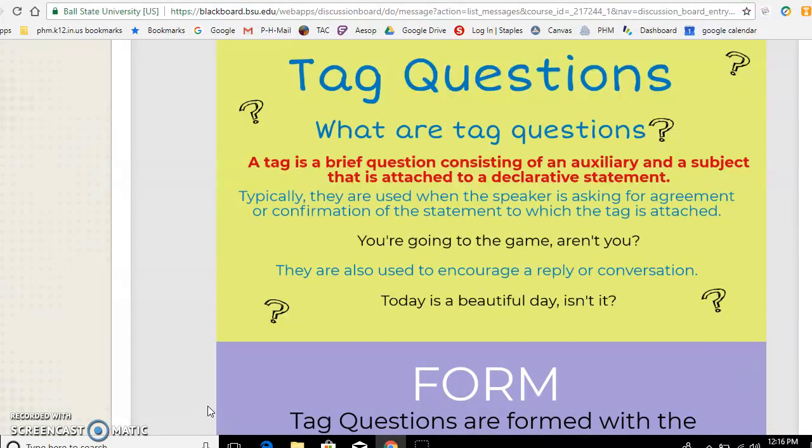I'm going to do my first peer review on your infographic on tag questions. So I'm just going to go ahead and get started here.